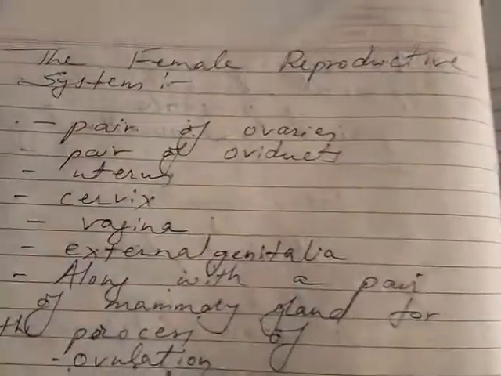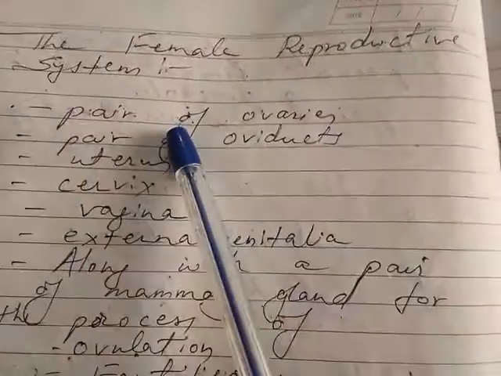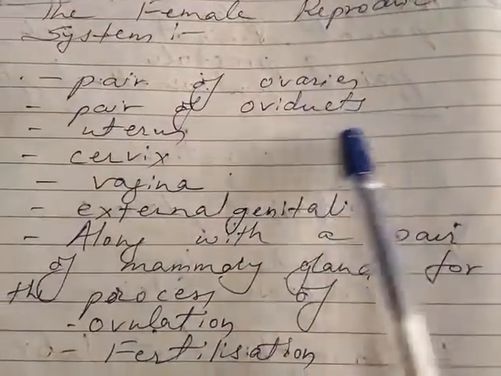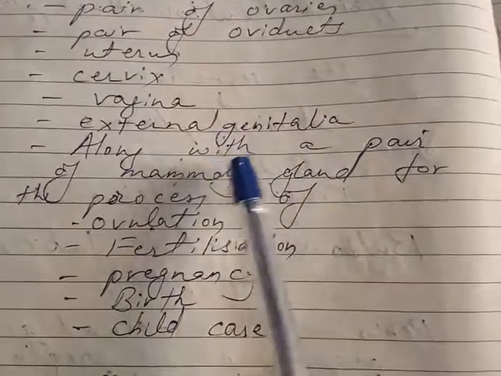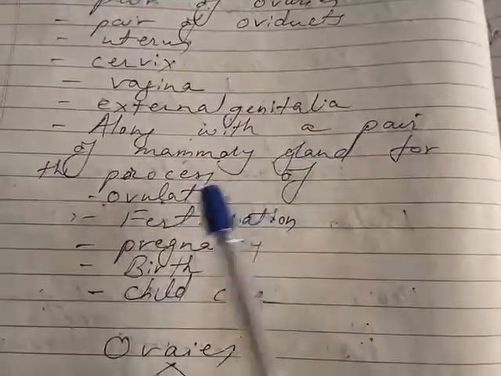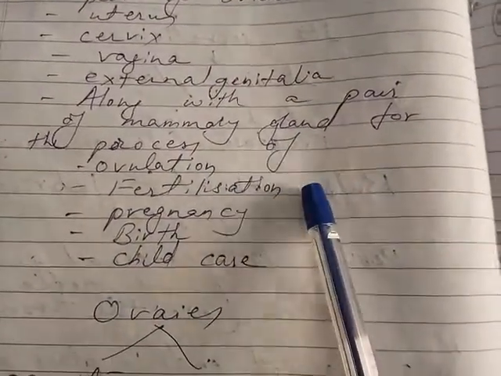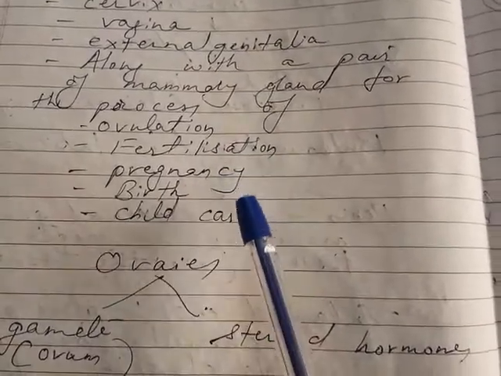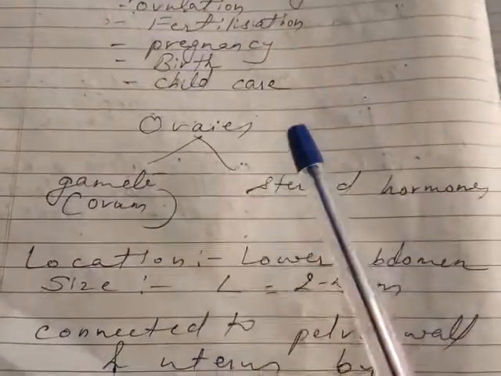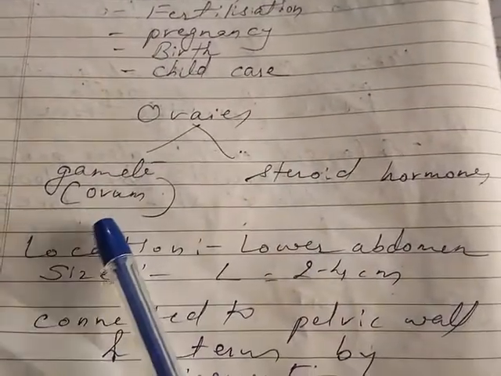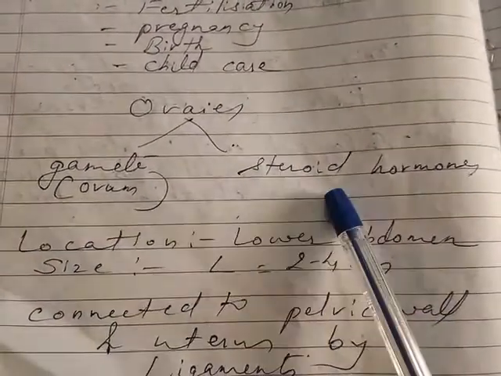Then female reproductive system. Female reproductive system consists of a pair of ovary, a pair of oviduct, uterus, cervix, vagina, external genitalia, along with a pair of mammary gland for the process of ovulation, fertilization, pregnancy, birth, and childcare. Now let us see first of all the ovaries. So ovary's function is to produce the ovum and steroid hormone.